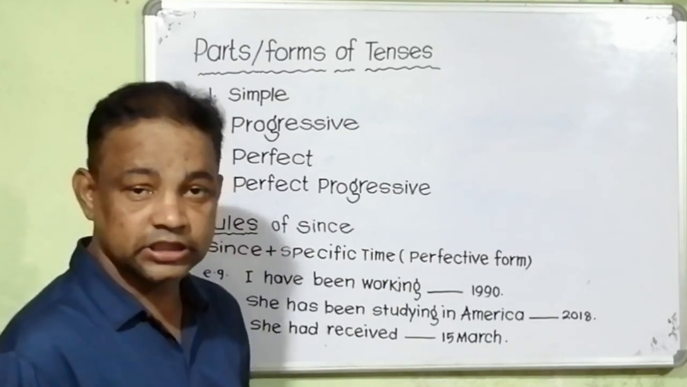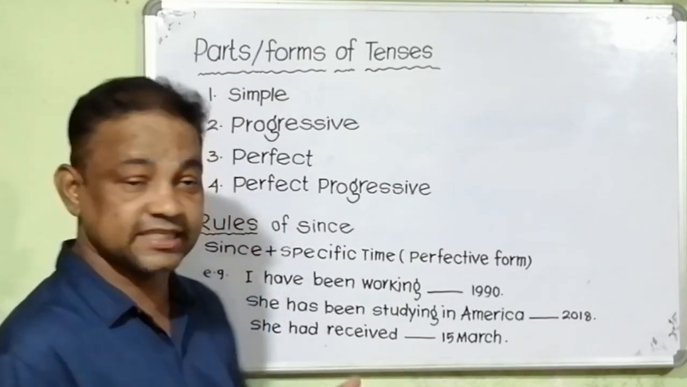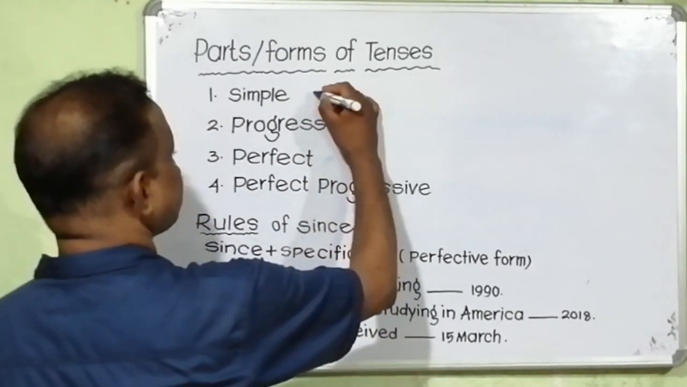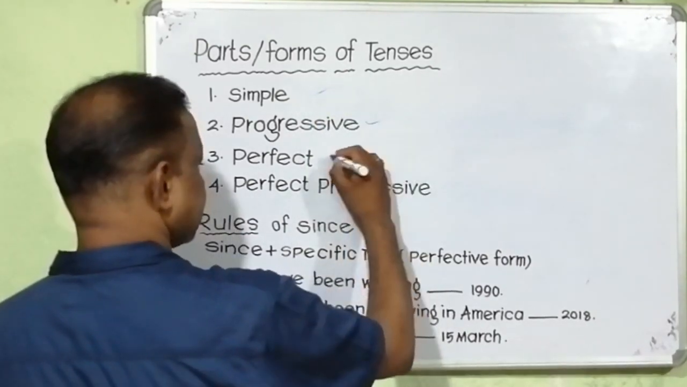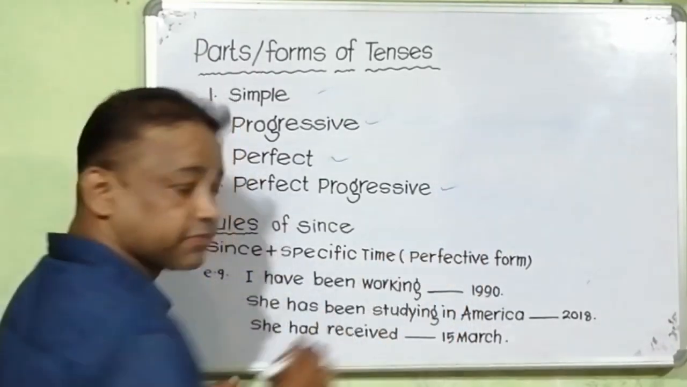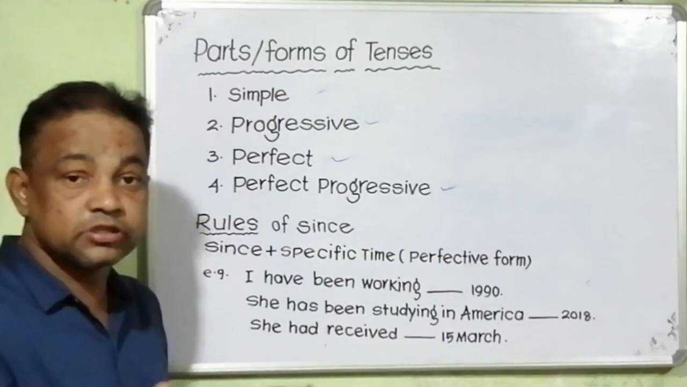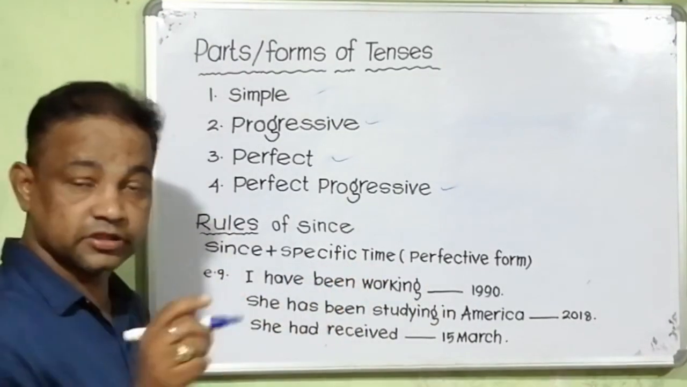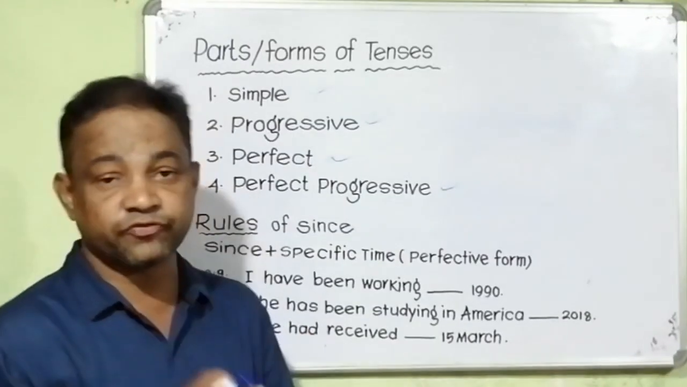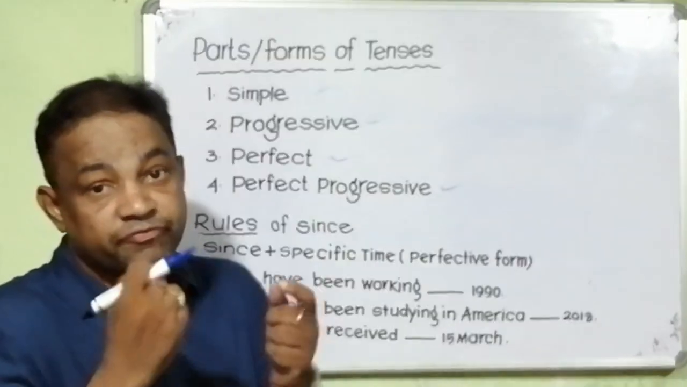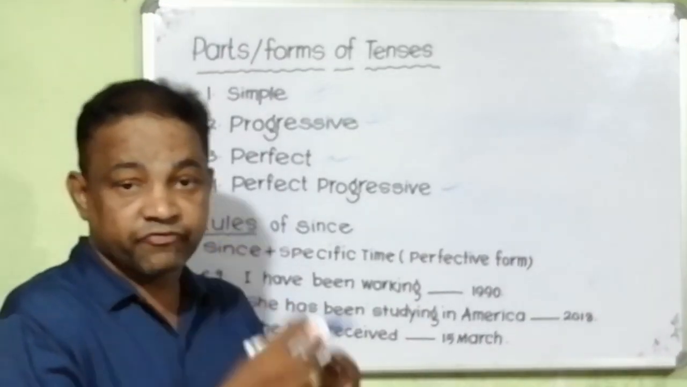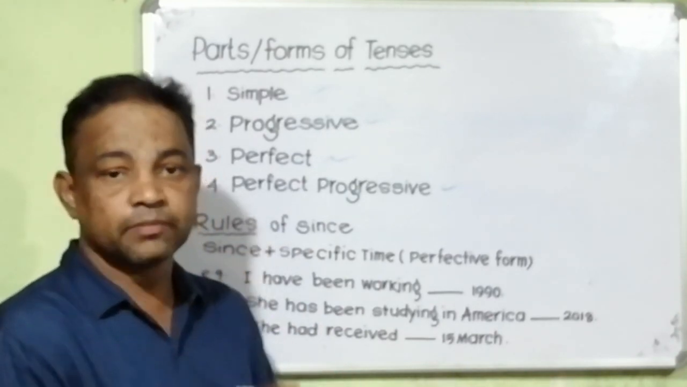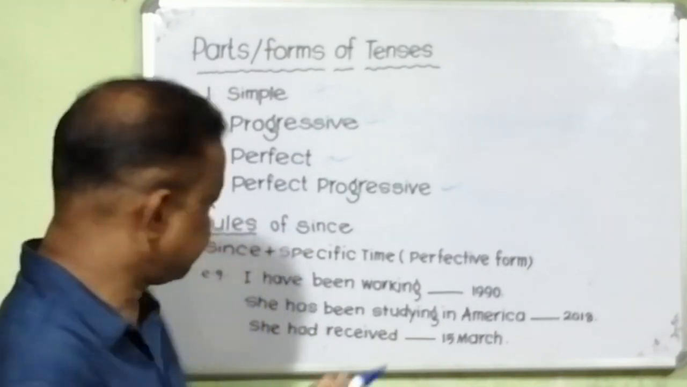Let us know about the forms of tenses. Each tense has 4 forms: simple, progressive, perfect, and perfect progressive. Let us know rules of since. Since plus specific time, but the sentence must be in the perfective form. What is perfective form? Perfective form refers to the perfect tense as well as perfect progressive tense.